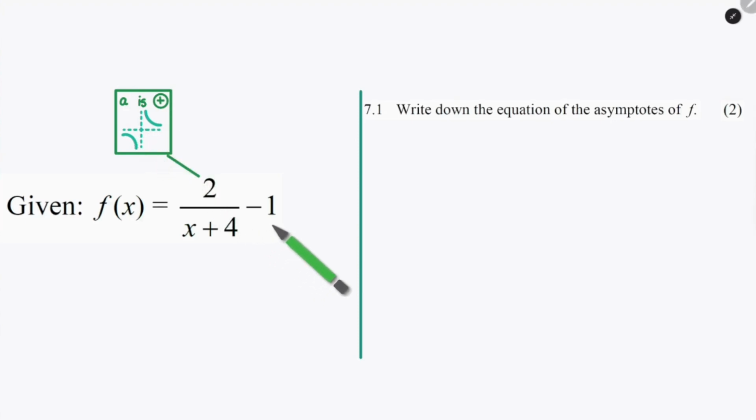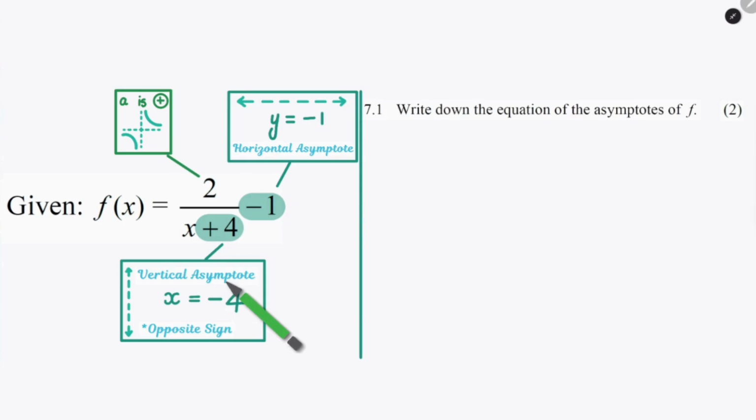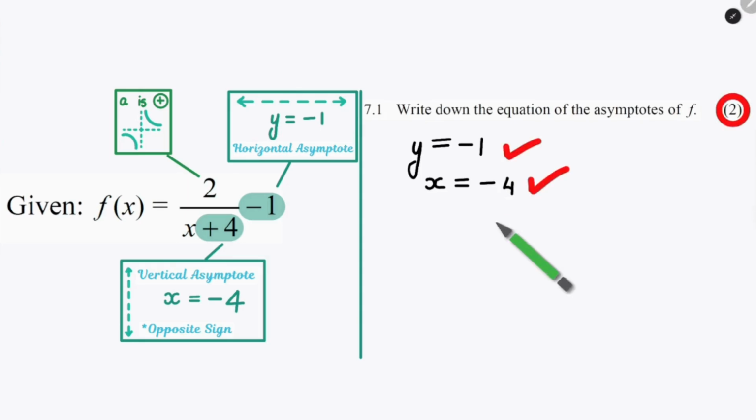If I analyze this number at the end, that is going to be my horizontal asymptote that goes left and right. And if I analyze this at the bottom over here, that will be my vertical asymptote. Just remember, it must be the opposite sign if it's in standard form. And from that, the equations of the asymptotes, this equation here, y equals -1, and it's this one here, y equals -4. And you can see here, asymptotes, plural, it implies there's more than one. And your 2 marks come from each equation.